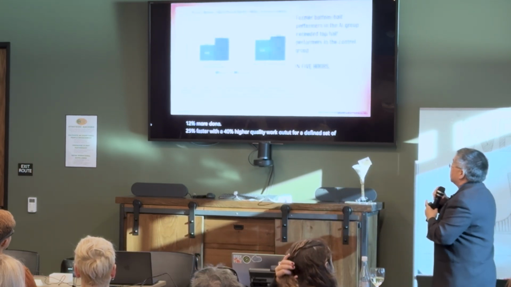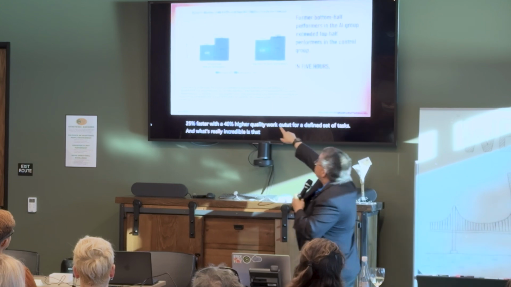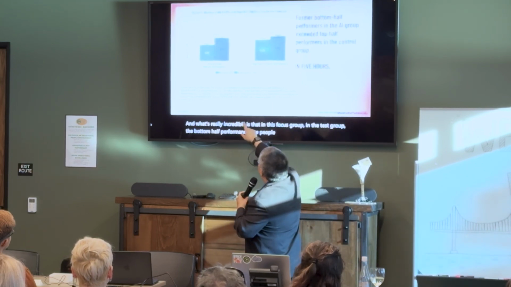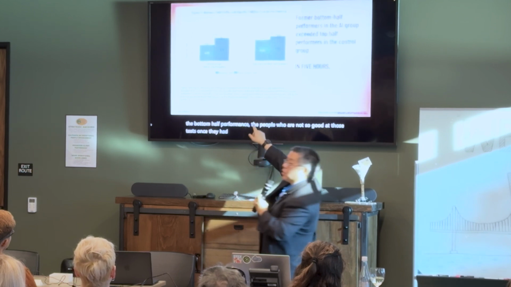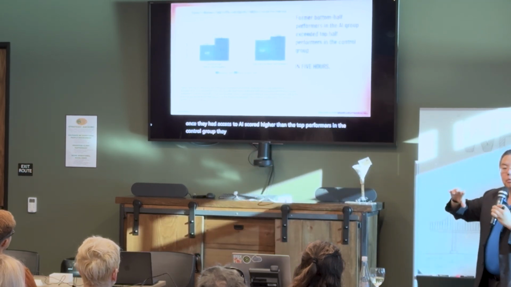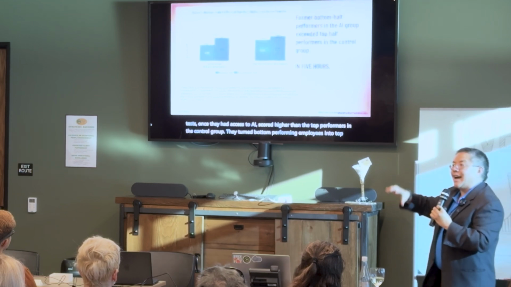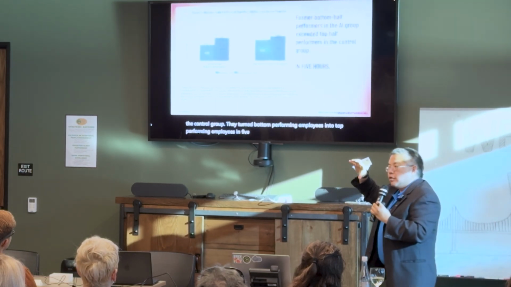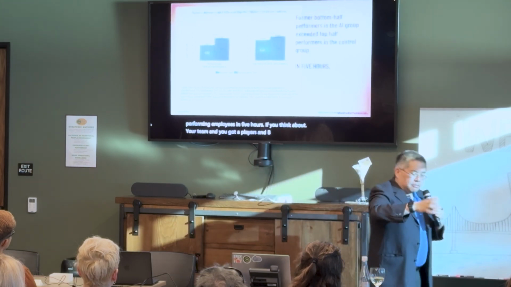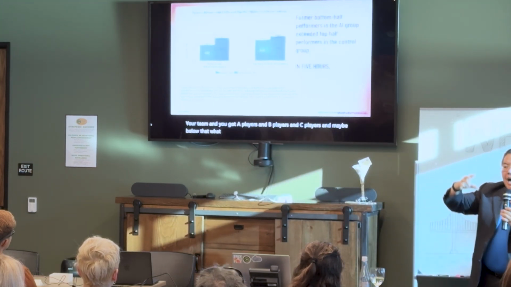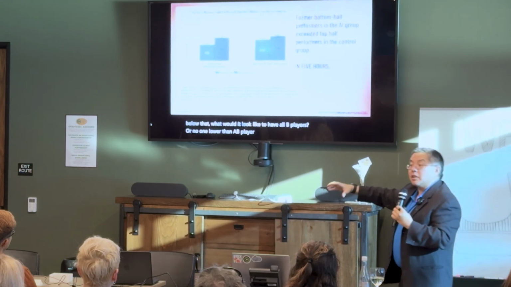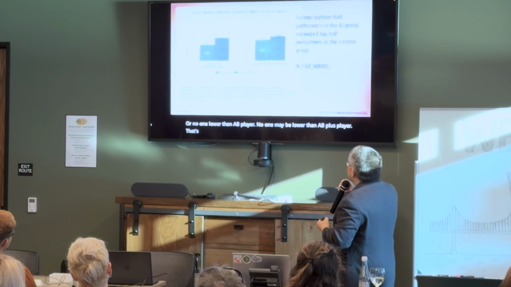And what's really incredible is that in the test group, the bottom half performers, the people who were not so good at those tasks, once they had access to AI, scored higher than the top performers in the control group. They turned bottom performing employees into top performing employees in 5 hours. If you think about your team, and you've got A players and B players and C players and maybe below that, what would it look like to have all B players? Or no one lower than a B player, or no one maybe lower than a B plus player? That's what these tools can do.